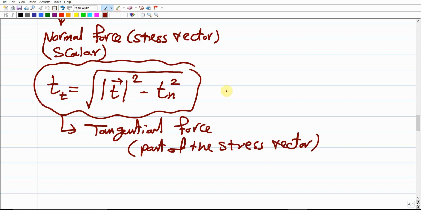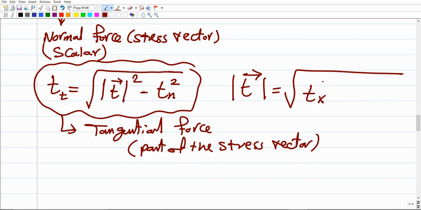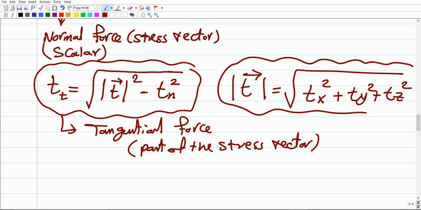Make sense? How much is the magnitude of a vector? The magnitude of a vector simply is going to be the square root, as you had in the mathematics, of the x component squared plus the y component squared plus the z component squared, because in case that we're already working in 3 dimensions, this vector has 3 components. One is along x, one is along y, one is along z. You're going to square all of these and sum under the square root. This is going to give us the magnitude. If you square the magnitude, it means that we're going to end up with tx squared plus ty squared plus tz squared minus tn squared.